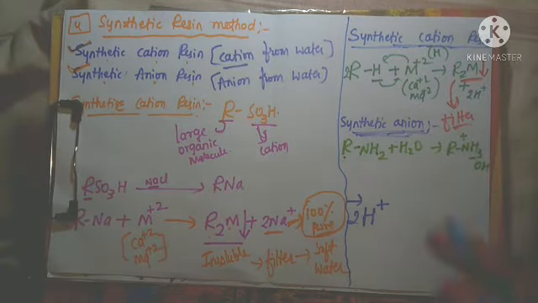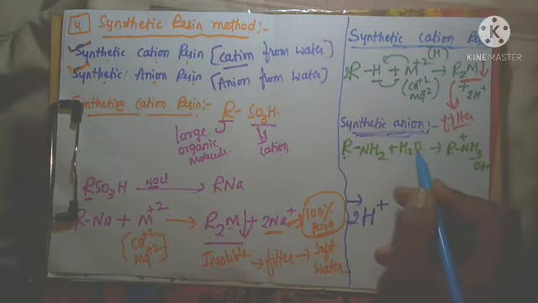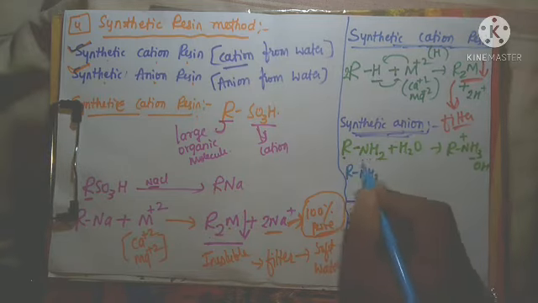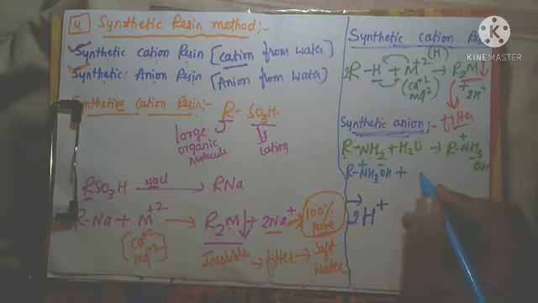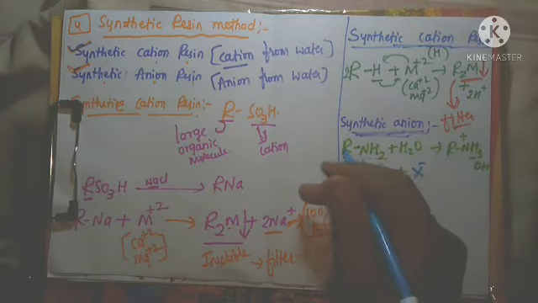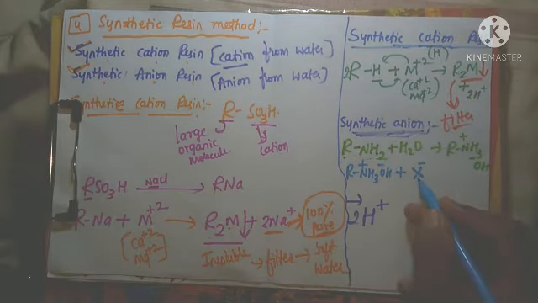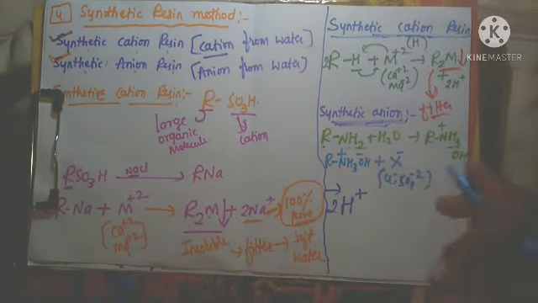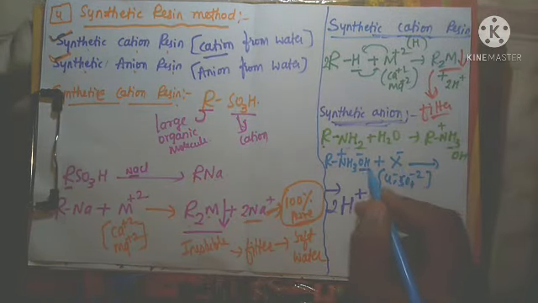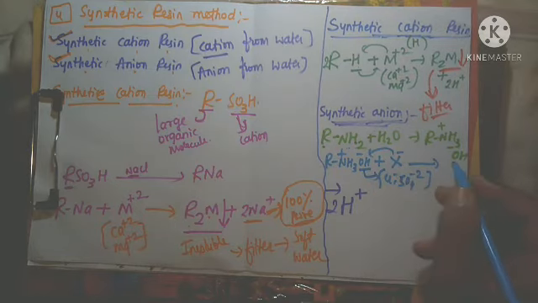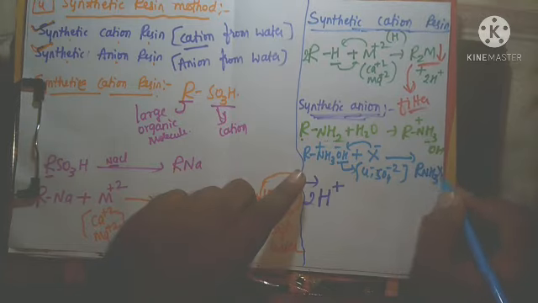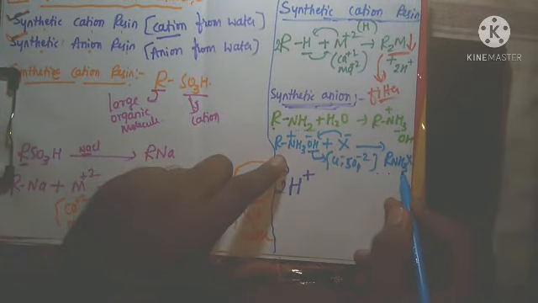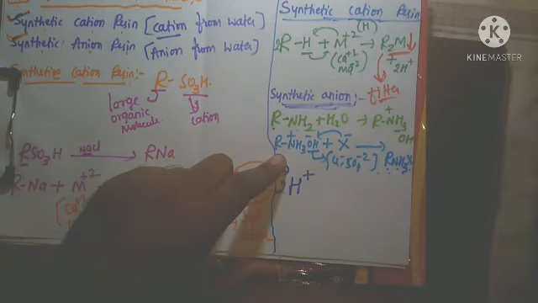Now just check what happens. In the H2O, H is there, OH is there. H is added to NH2, so it will become NH3 and OH as it is, that is RNH3+ and OH-. When it reacts with the anion in the water, maybe Cl-, maybe SO4-2, I am taking here X-, it may be Cl-, SO4-2, or HCO3-. When it reacts, anion exchange will take place. OH- goes out and X- comes here. Now it will be RNH3X. Therefore, what is left here? RNH3X. Again this RNH3X is insoluble.